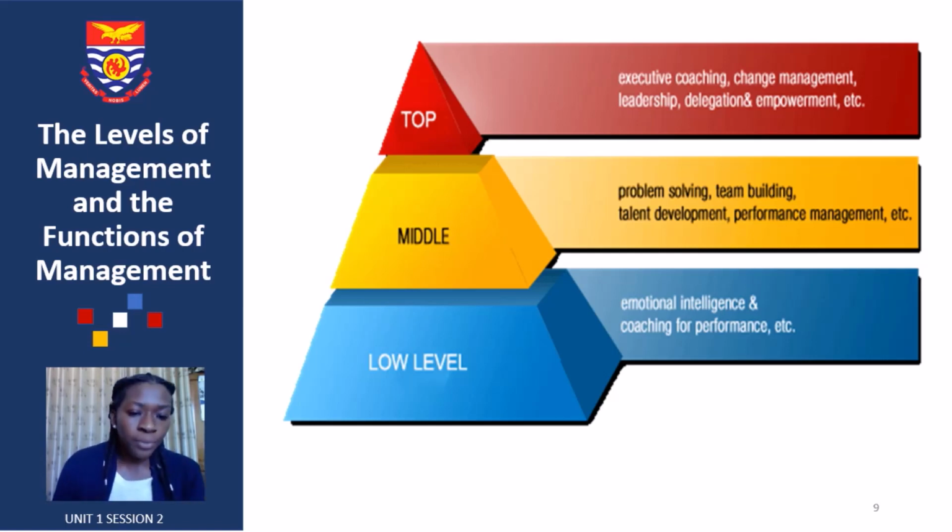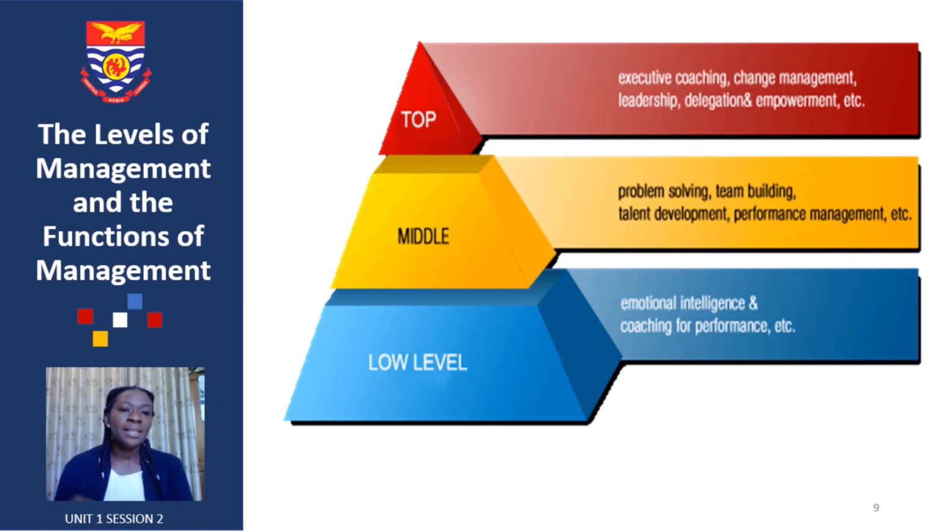Then we have the lower level, which is more of the operational level. They actually do the work, and at this level you need a lot of emotional intelligence, because you're working more with the people on the ground. Our supervisors are at the lower level management as well. So there are 3 basic levels of management: once again, the top level, the middle level, and the lower level. We're going to be looking at these in detail as well.